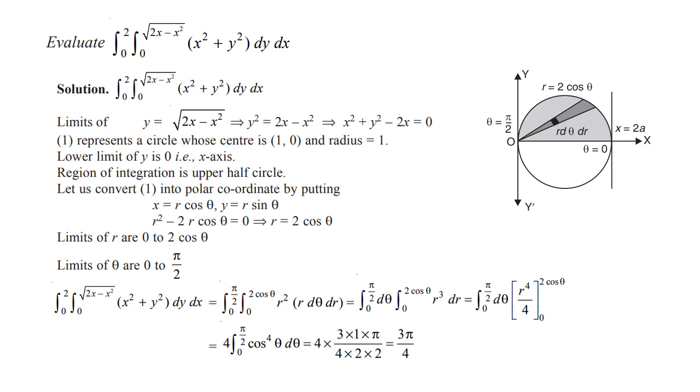So when we integrate r cube with respect to r, we will be getting it as r to the power of 4 divided by 4 with the upper limit 2 cos theta and the lower limit 0. So we have to substitute the upper and the lower limit in the place of r with the minus sign in between. Then we will be getting it as 4 times of 4 integral of 0 to pi by 2 cos to the power of 4 theta d theta. So when we integrate this, we will be getting it as 4 into 3 pi divided by 8 into 2. So when we simplify this, we will be getting it as 3 pi by 4, which is going to be the answer.